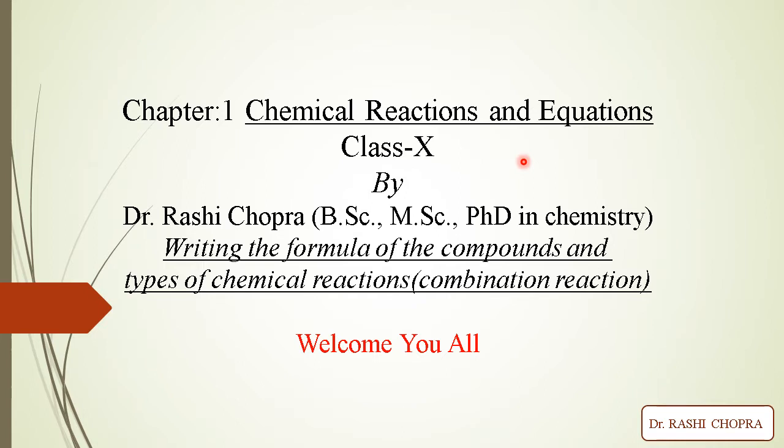That is, you need to write the symbols of the elements and the compounds that are taking part in a chemical reaction. You are going to write the states, the physical states in which the elements and compounds exist. And the third and very important step is that you need to balance the chemical equations. So this is what we have discussed so far.